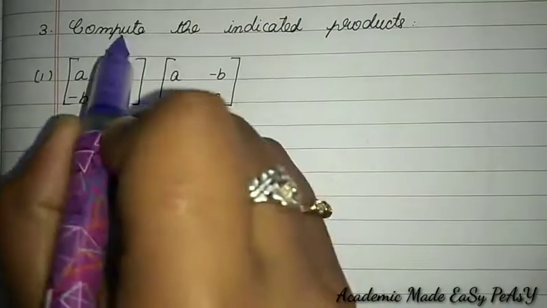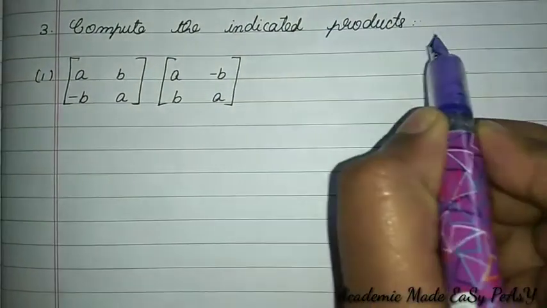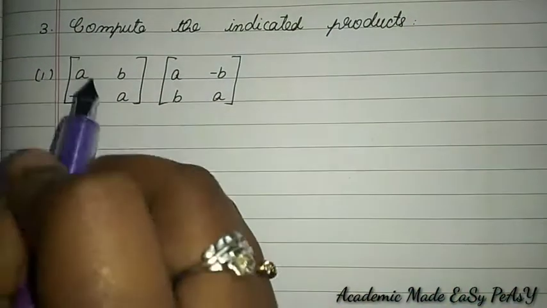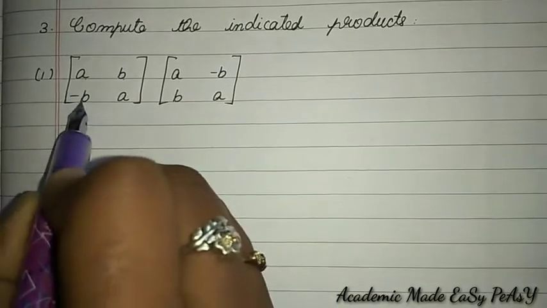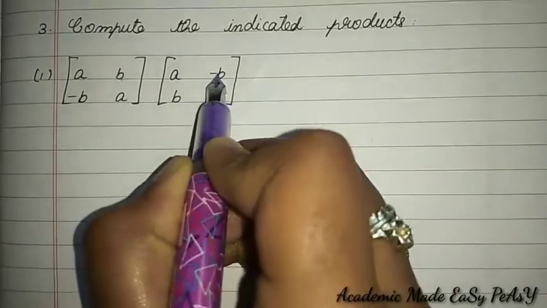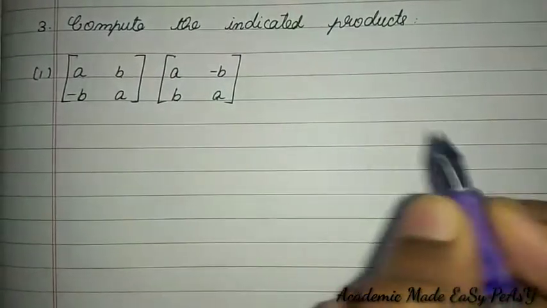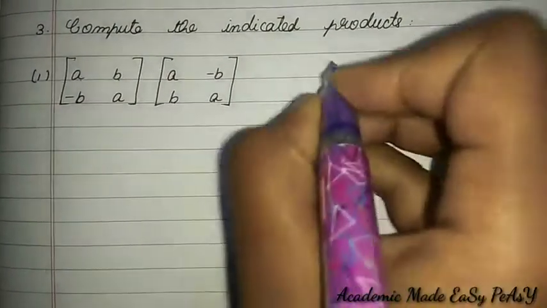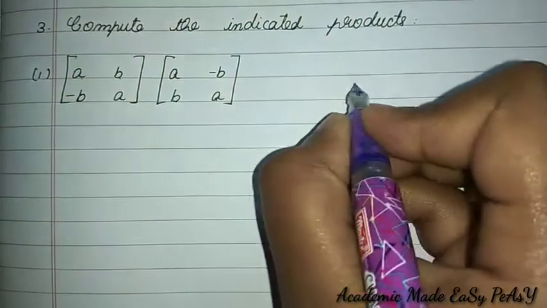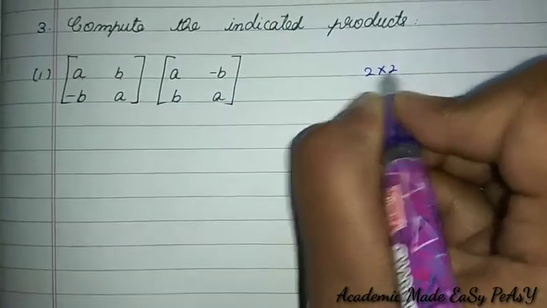Question 3. Compute the indicated products. First subdivision, AB minus BA minus BBA. So now first we'll check the order of the matrix. So first is 2 by 2 matrix.